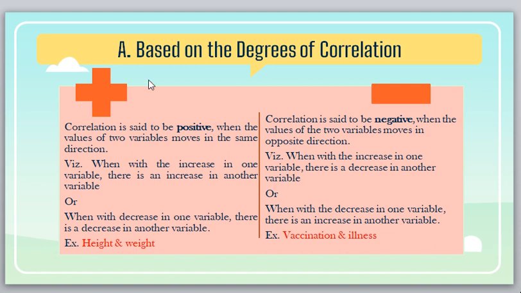So based on the degrees of correlation, we have positive correlation and negative correlation. Correlation is said to be positive when the values of two variables move in the same direction. It means when they are directly proportional to each other.